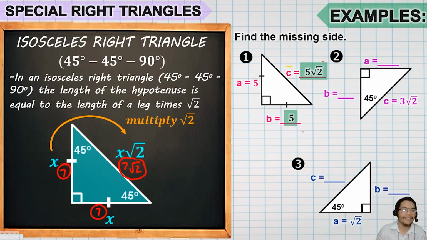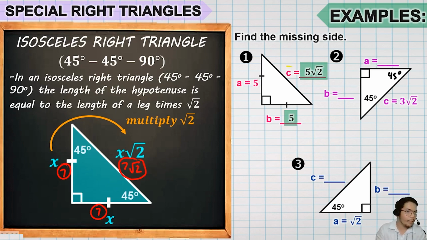Okay, sige, let's have another example. Let's proceed with number 2. So, in this given, first, you have to identify if it is an isosceles right triangle, a 45, 45, 90 ba siya? Tignan natin. So one of the acute angles is 45. So we can already say that this is an isosceles right triangle because the sum of the acute angles is gonna be 90. So kung 45, 45 din yung isang angle, it's gonna be a 45, 45, 90 triangle. That means we can apply the given property.